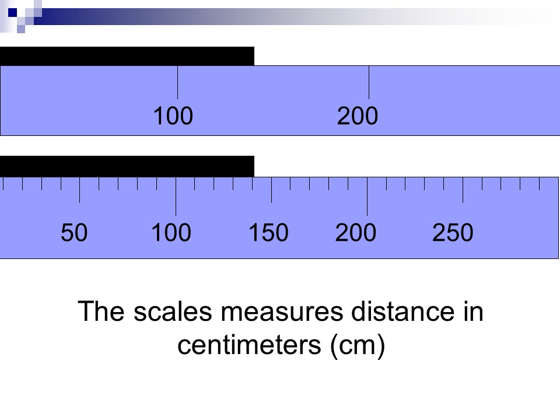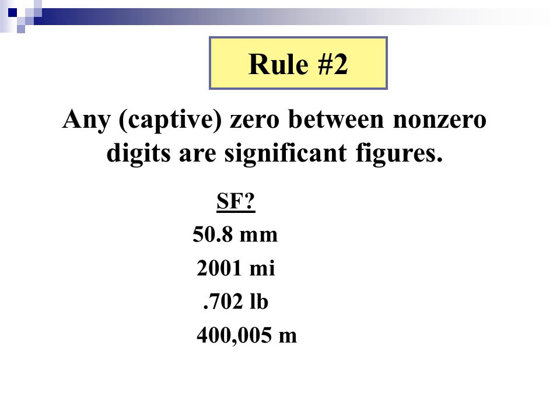So if we don't have the scales in front of us, how do we know the difference between 140, in which you are estimating the tens place, and 140 centimeters that you are estimating the ones place? When a measurement tool is not given, there are 3 simple rules to determine whether a zero is a significant figure or not.